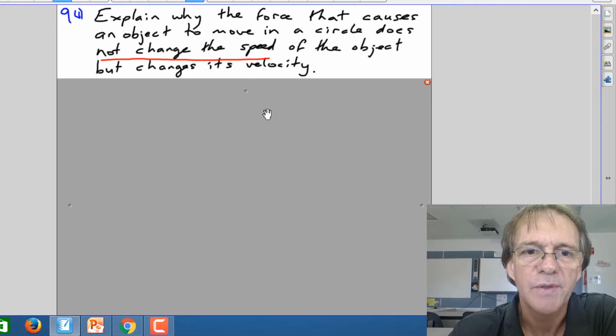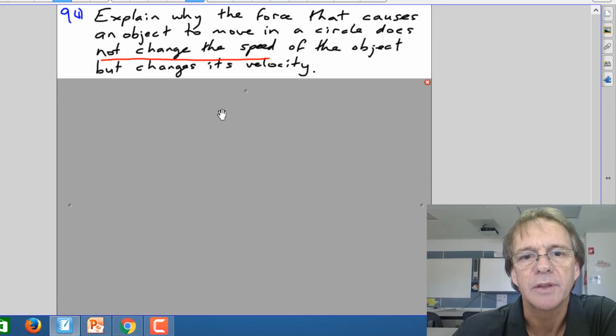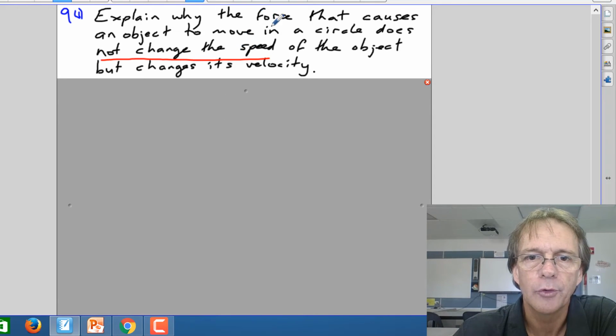Now, you could be given some questions where they're asking you to explain what's going on here. One of the things here could be: explain why the force that causes an object to move in a circle does not change the speed of the object, but it changes its velocity. So you're being asked to explain why this force that's causing it to go in a circle does not change the speed, the size of the velocity, but it changes the velocity. So you need to think about why it only changes the direction. The force is always at 90 degrees to the velocity, always.